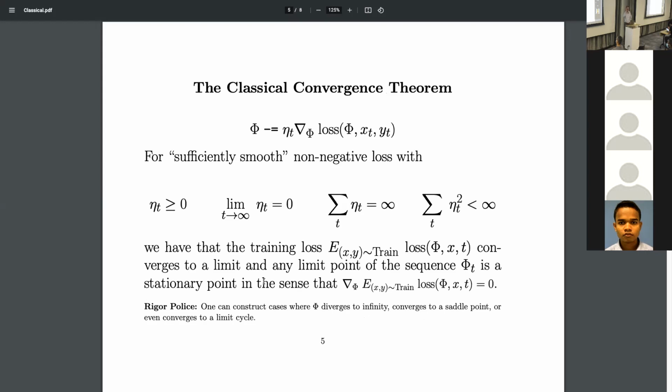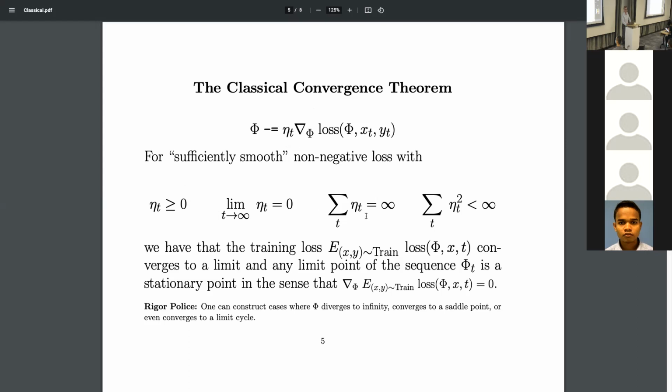Okay, so now the classical convergence theorem. In the classical convergence theorem, we're going to have this learning rate be a function of time. So as we're running SGD, the learning rate is going to be getting smaller. There's a classical convergence theorem for any sufficiently smooth non-negative loss. If the learning rates are all positive and the learning rate is going to 0, but the sum of the learning rates is going to infinity.